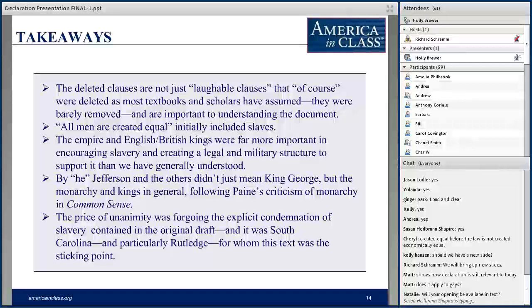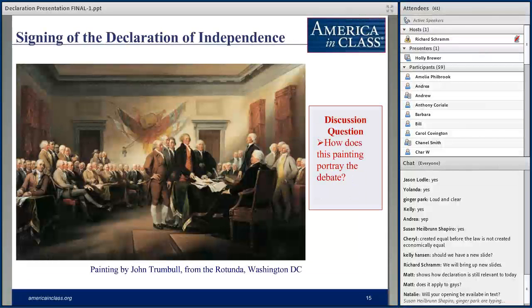By "he," Jefferson and the others didn't just mean King George, but the monarchy and kings in general, following Paine's criticism of monarchy in Common Sense. And the price of unanimity was foregoing the explicit condemnation of slavery contained in the original draft. And it was South Carolina, and particularly Edward Rutledge, you guys have read something about, for whom this text was the sticking point. So, next slide.